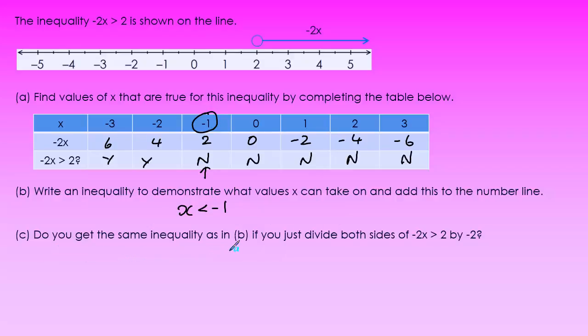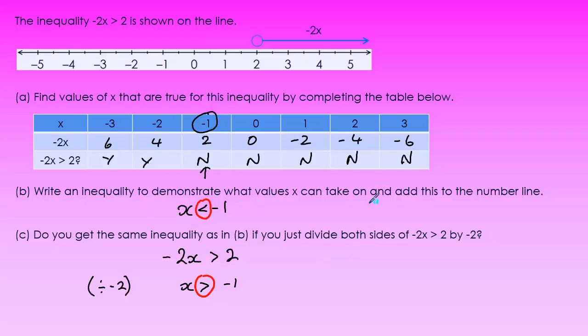Do you get the same inequality as in b if you just divide both sides of negative 2x is greater than 2 by negative 2? So we have negative 2x is greater than 2, and if we just divide both sides by negative 2, this would give us x. This one would be negative 1, and this would be greater than. And no, we don't get the same, because this one is less than, and we can clearly see that's true from the table, and this one is greater than.